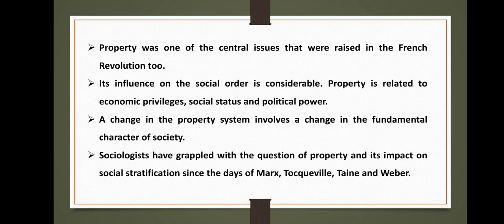Property was one of the central issues that were raised in the French Revolution too. Its influence on the social order is considerable. Property is related to economic privileges, social status, and political power. A change in the property system involves a change in the fundamental character of society. Sociologists have grappled with the question of property and its impact on social stratification since the days of Marx, Tocqueville, Taine, and Weber.